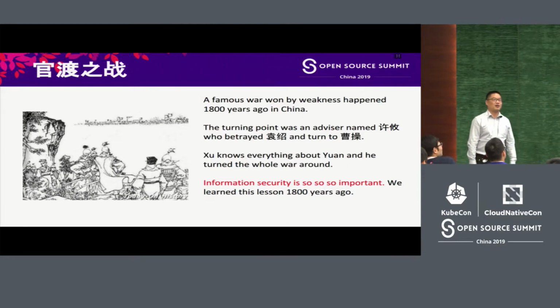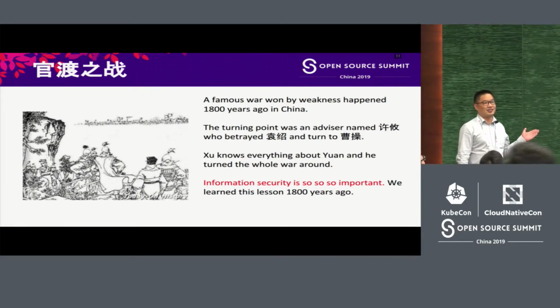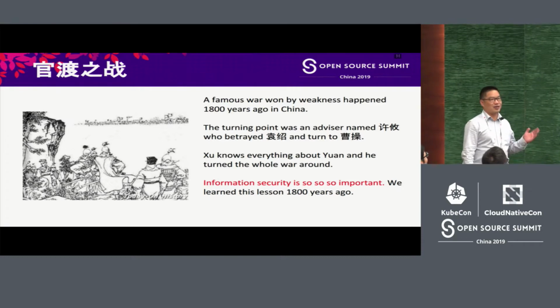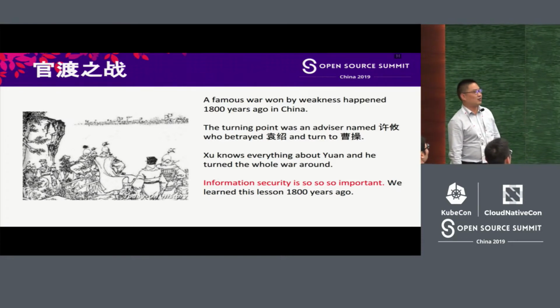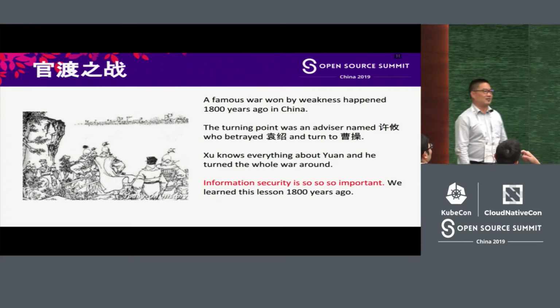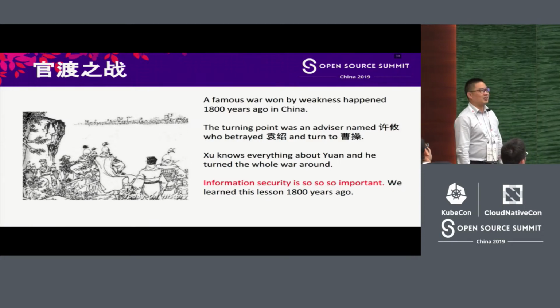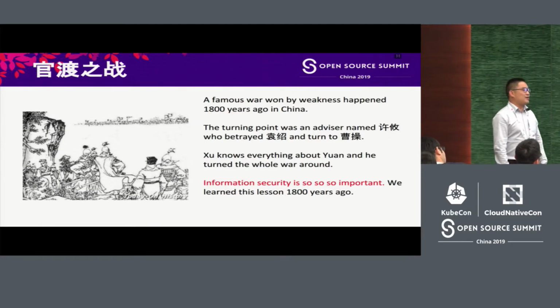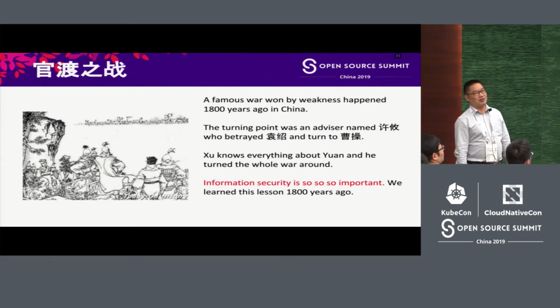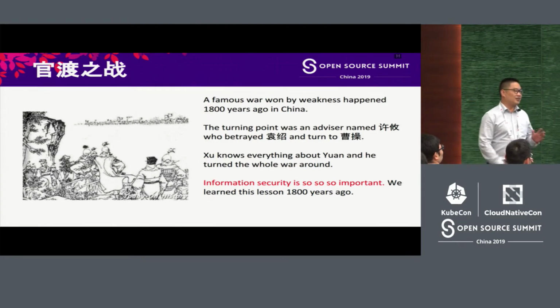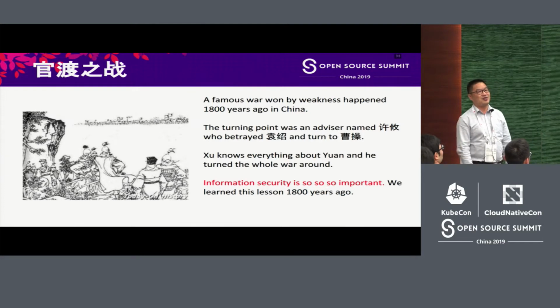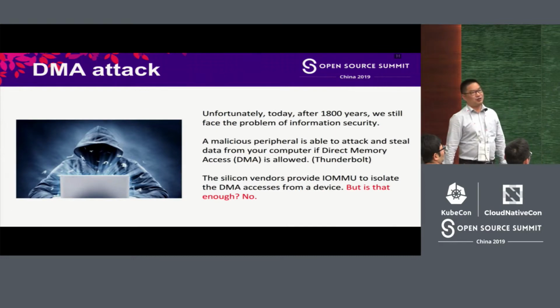And because one of the advisors of Yuan Shao, the main advisor Mr. Xu Yu, betrayed Yuan Shao and gave vital information to Cao Cao, Cao Cao burned all the wagons of Yuan Shao in Wuchao, and then he defeated Yuan Shao. And so this is what we have learned. Information security is so important. This is the gist we have drawn from that 1.8 thousand years ago battle.